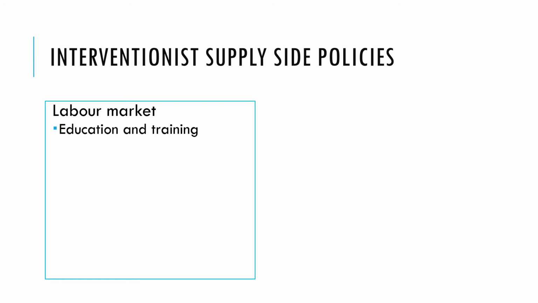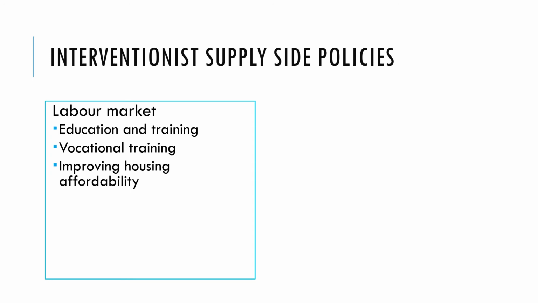Providing education and training to the workforce would enable firms to have a more skilled workforce, which could increase the scale of production. Providing more vocational training, for example, apprenticeships in particular careers, would again provide the businesses with a more skilled workforce, incentivizing them to increase production.